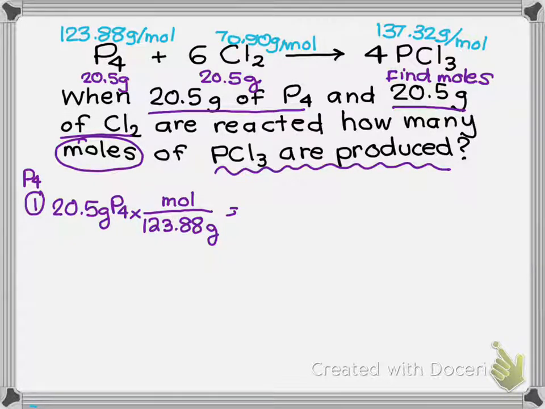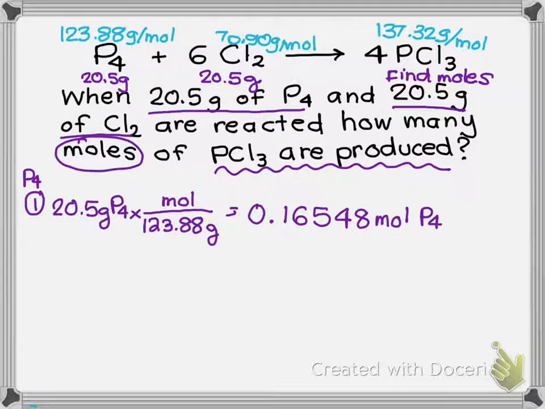So if I say 20.5 divided by 123.88, I get 0.165 moles of P4. And then I want to find out moles of PCl3.